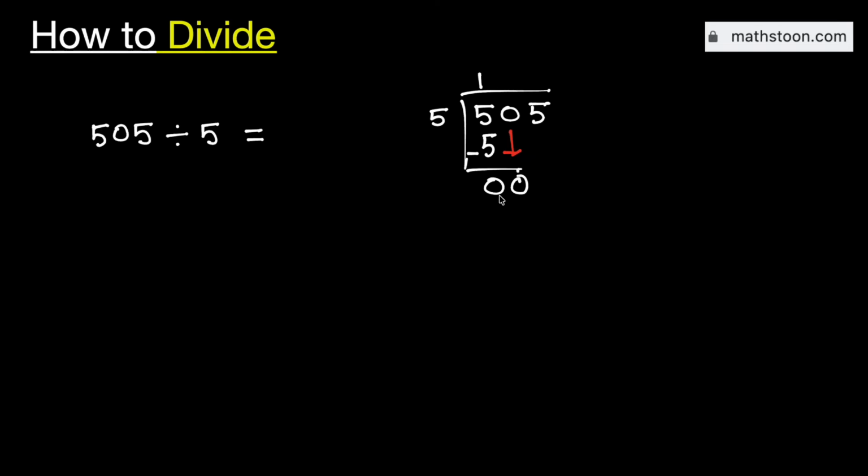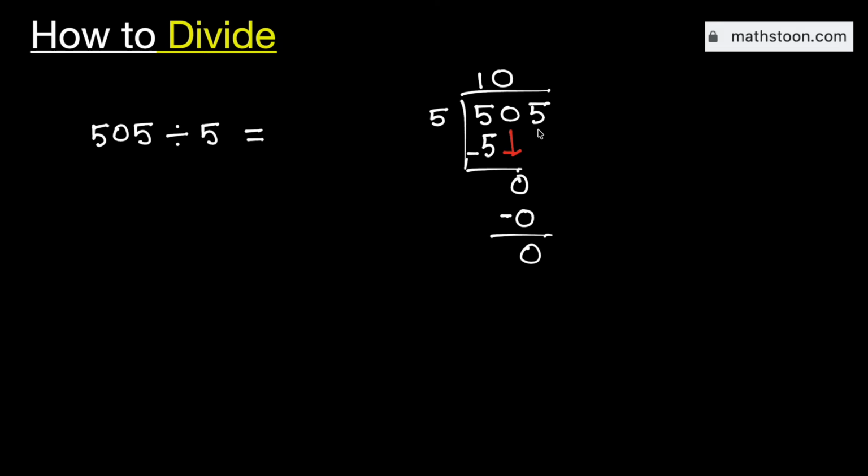But we know that this is the number 0. So we can remove one 0. Although in this case 0 is less than 5, as we have brought down this 0 here, we need to divide it. We know that 5 times 0 is 0. Subtract, we get 0.